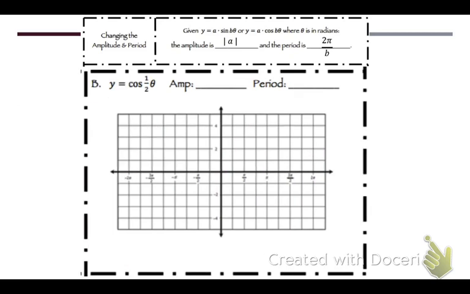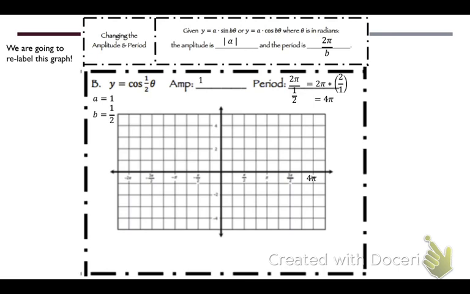Let's do cosine now. So here, my A is 1, my B is 1/2. My amplitude is 1. My period is 2 pi divided by 1/2. When you divide by a fraction, that's the same as flipping that fraction and multiplying. So that's the same as 2 pi times 2 over 1, which is 4 pi. Our graph right here only goes to 2 pi. So let's relabel this. So at 2 pi, I'm going to label that 4 pi.